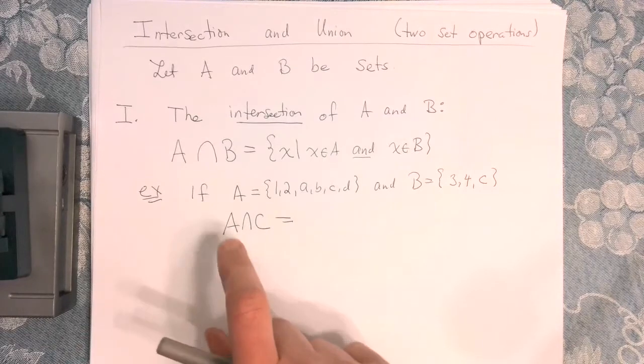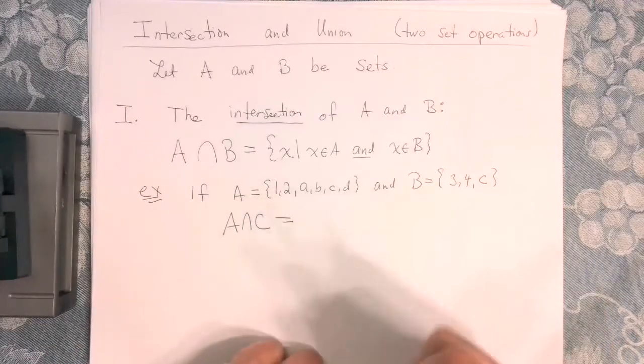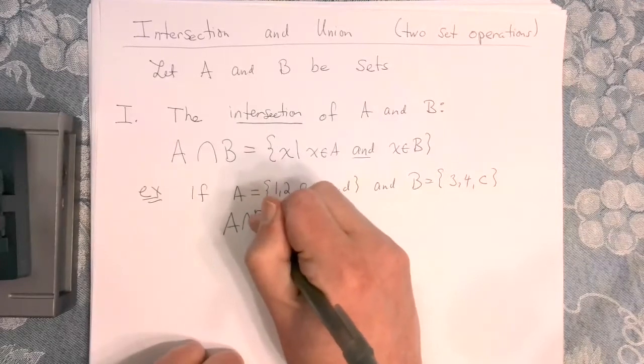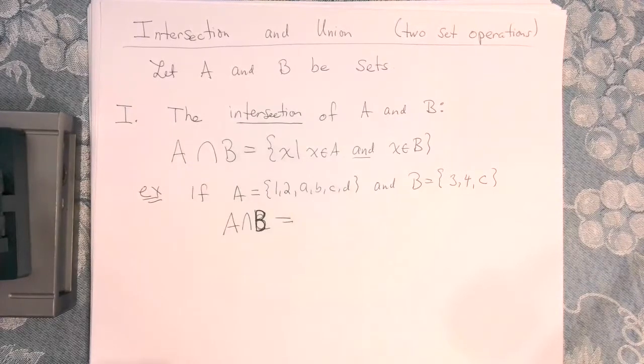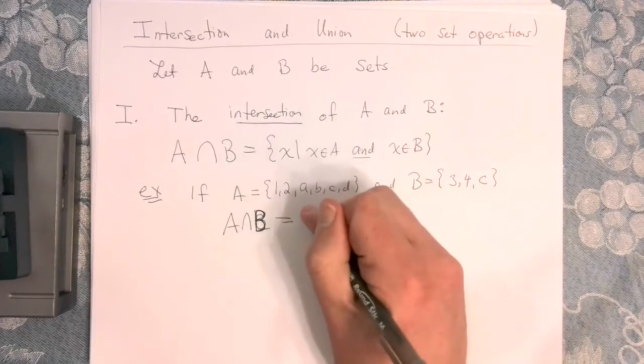Notice that when we define the intersection, the result is a set. So I would never just write, oops, did I write A intersecting C? That should be B. Get that before the comment section goes nuts. There we go. Okay, so A intersecting B, this is the set containing C.